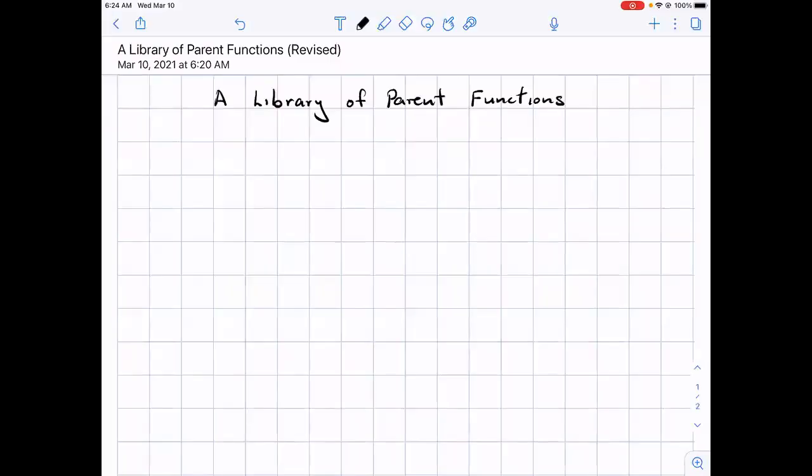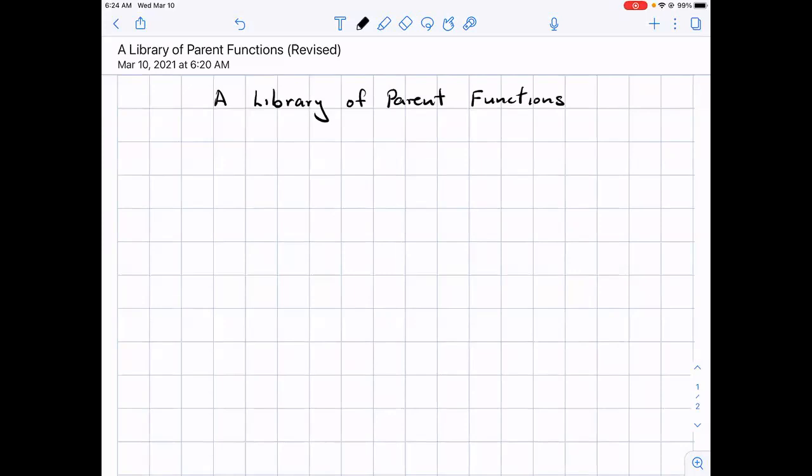Hello. In this video, we'll talk about the library of parent functions. One of the goals of this video is to enable you to recognize the basic shapes of the graphs of different types of functions. And these are commonly seen graphs.